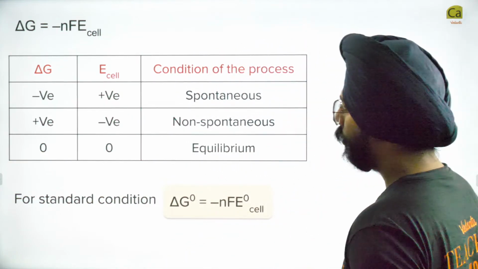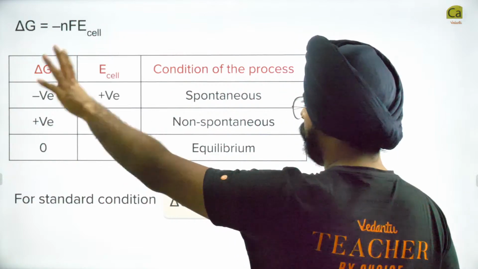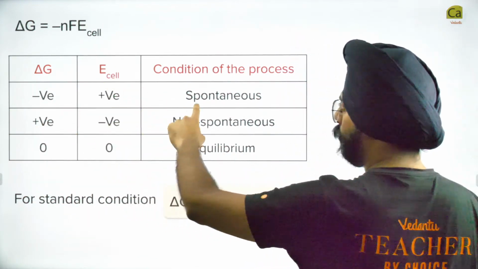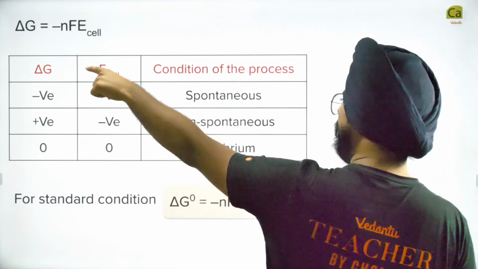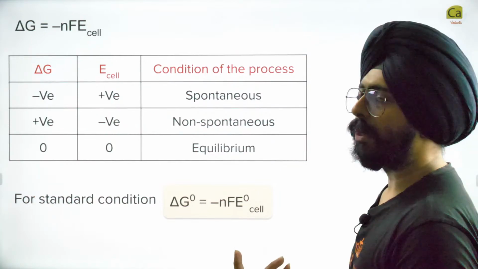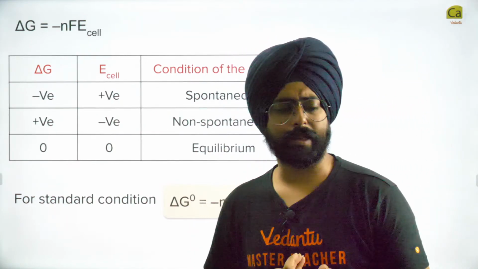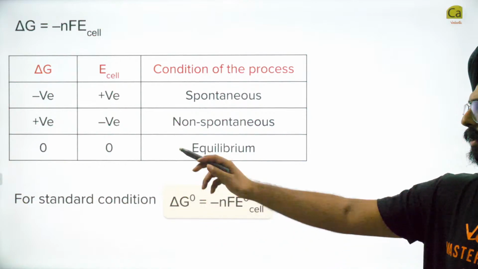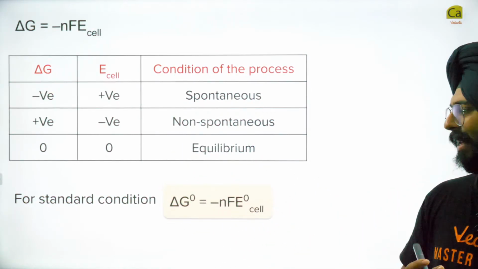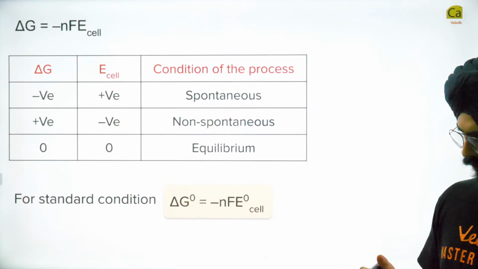Negative positive, this confuses everyone. Delta G negative spontaneous, delta G positive non-spontaneous, E cell is negative non-spontaneous, delta G is equal to 0. That means the reaction is at equilibrium. Basics from chemical equilibrium chapter. If delta G is 0, reaction is at equilibrium. For standard condition, delta G naught equals to minus NFE naught cell.